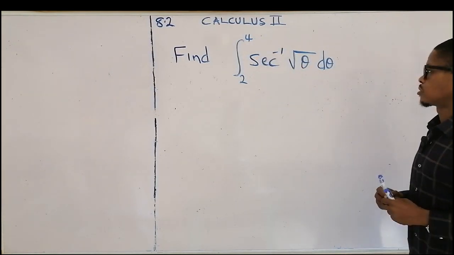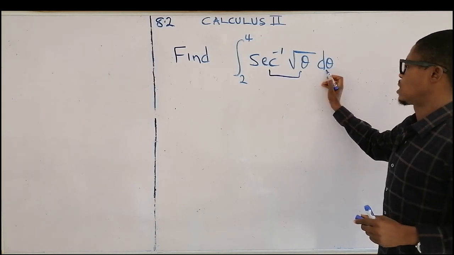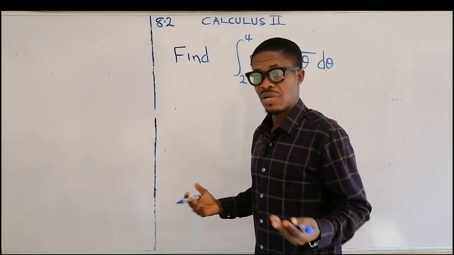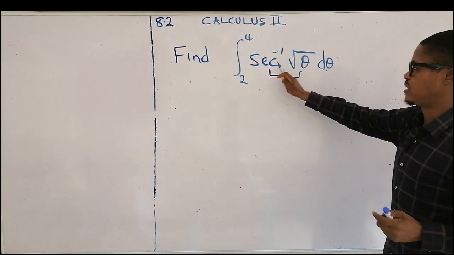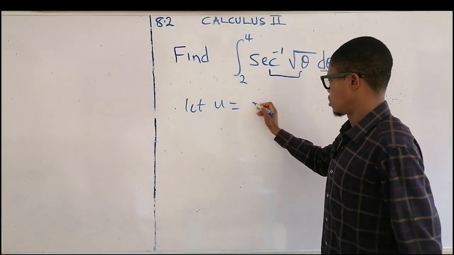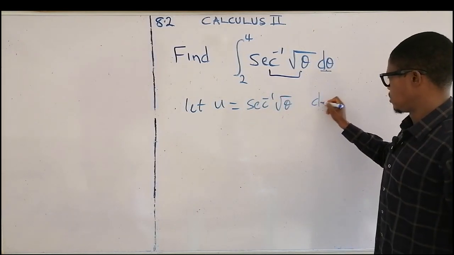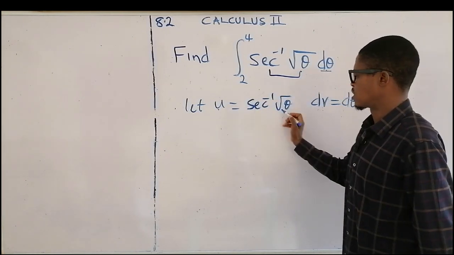We have this question: find the integral of this function, with the upper and lower boundaries. If you look at the question, this is a product of two items, this one and this one. In that case, this calls for integration by parts. Let u be equal to this function, and then dv is equal to d theta. We have to differentiate u with respect to theta.